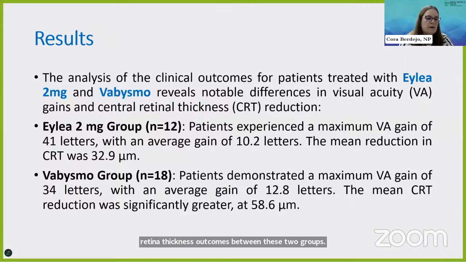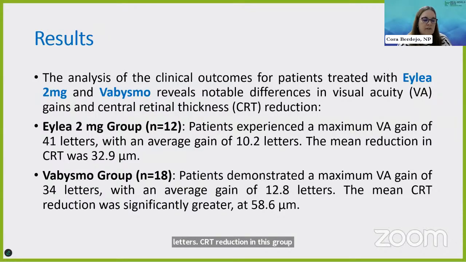Now, let's turn to our results. In the Eylea group, our sample is quite small, 12 patients. The maximum gain in visual acuity reached 41 letters, with an average improvement of 10.2 letters. CRT reduction in this group averaged 32.9 microns.